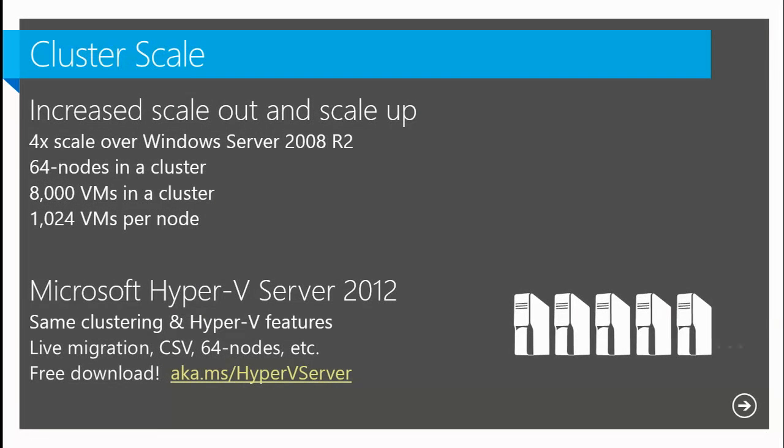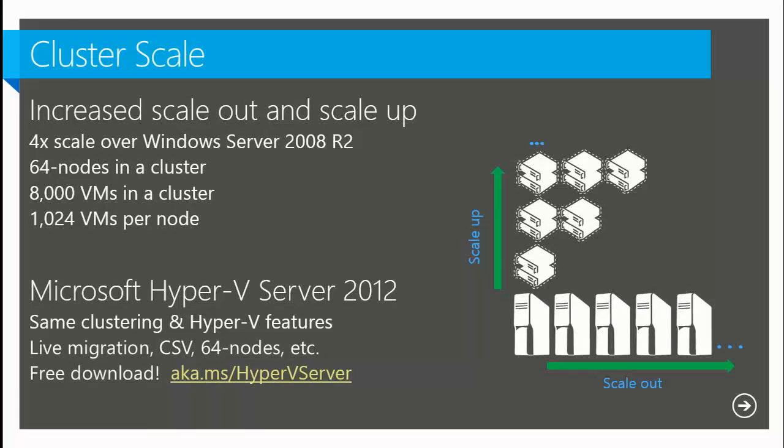Now, cluster scale has been one of the biggest improvements that we've made in this release. And right now, we're leading the industry as far as the size of the clusters that we can make. In our old release, it was 16 nodes, 1,000 VMs. We're now at 64 nodes, 8,000 VMs in a cluster. Huge scale. Now, 8,000 VMs covers most of our customers that we speak to, as far as, hey, can you run your entire environment in one cluster?